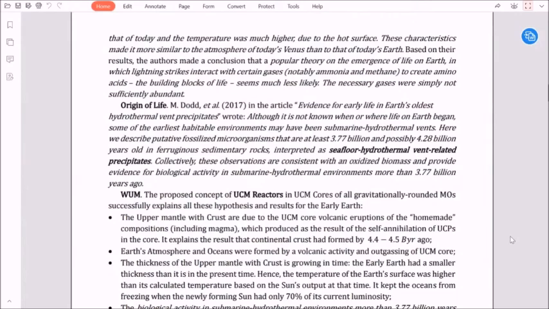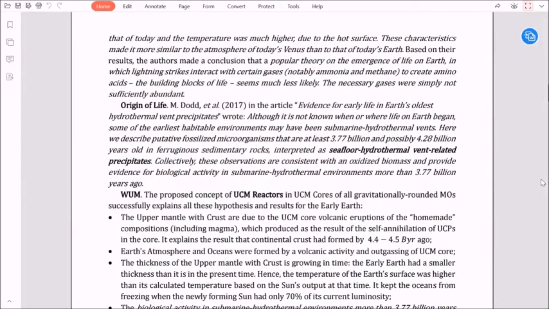Origin of life. Dodd et al. in the article "Evidence for Early Life in Earth's Oldest Hydrothermal Vent Precipitates" wrote, although it is not known when or where life on Earth began, some of the earliest habitable environments may have been submarine hydrothermal vents.